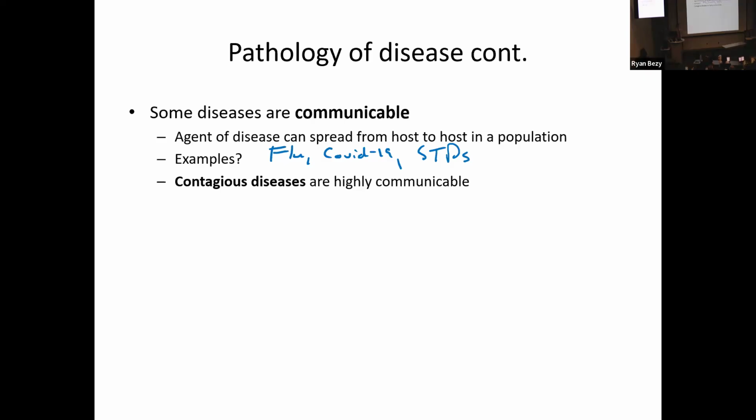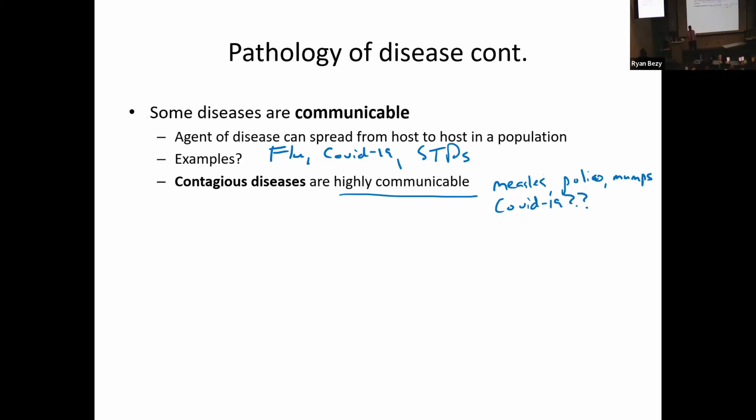Contagious diseases are those that are highly communicable. There are not very many diseases that fall into the contagious category. Contagious diseases spread very, very fast in populations. Typically, contagious diseases include things like measles, polio, mumps, and maybe COVID-19. It's on the borderline. COVID-19 is kind of on the border. It's not quite a contagious disease, but it's getting there.